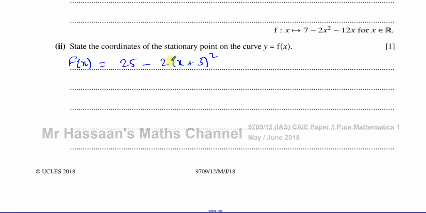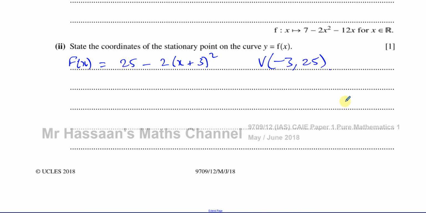Now the stationary point is a place where a curve turns, where the gradient is equal to 0. So we could answer the question using differentiation. However, because we've written it in this form and it says state the coordinates of the stationary point, and it only gives you 1 mark for that, you basically just state that the turning point is the vertex, and the vertex is the x value that makes the bracket 0, which is negative 3, and then what's left as the y value, which is 25.